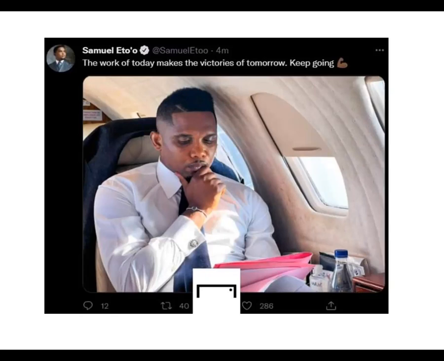Whoever is rich, whoever is finding things easier today, had a foundation from maybe a family, a friend, or whoever has helped, or the knowledge he acquired from somewhere. So it hasn't been easy for anyone on this planet. Everyone is struggling to make it in life. So your work today will make the victories tomorrow. We just have to keep going.